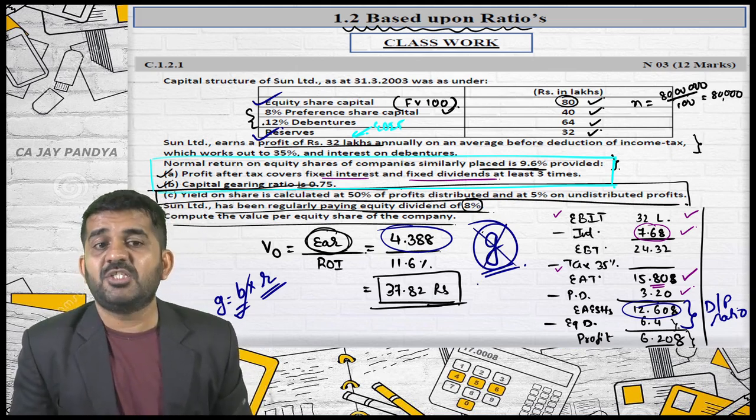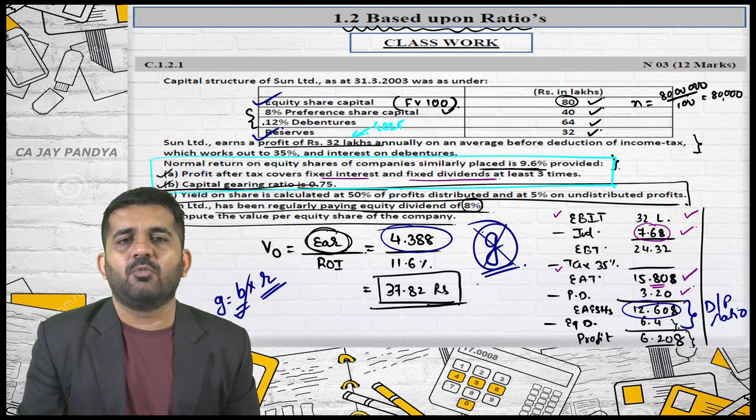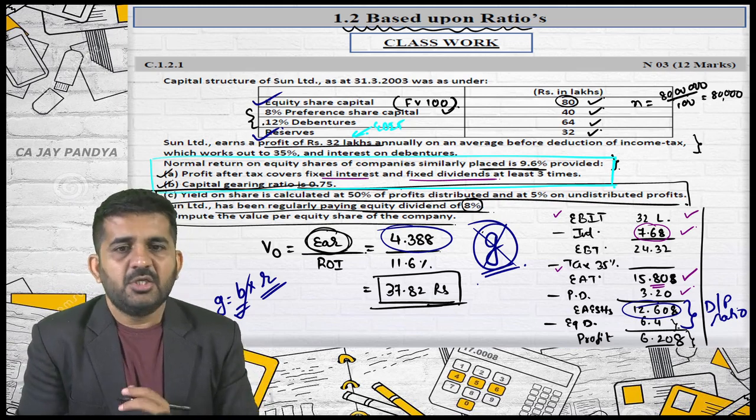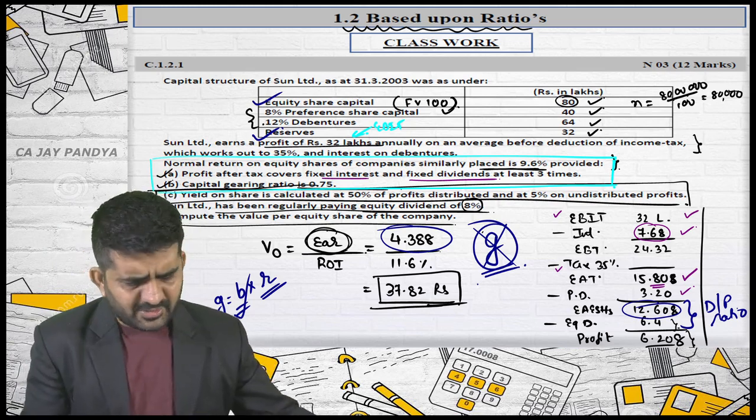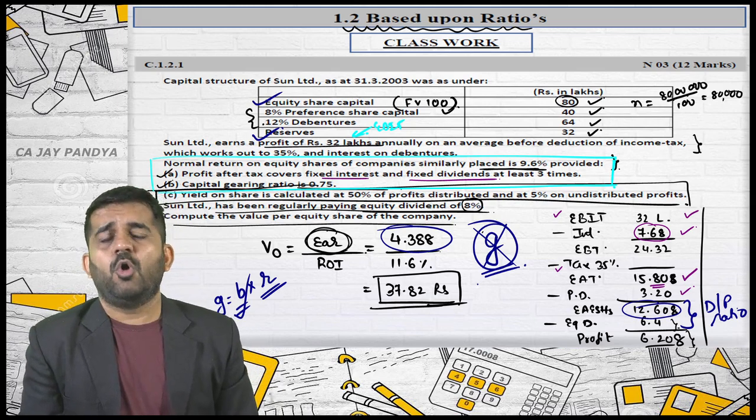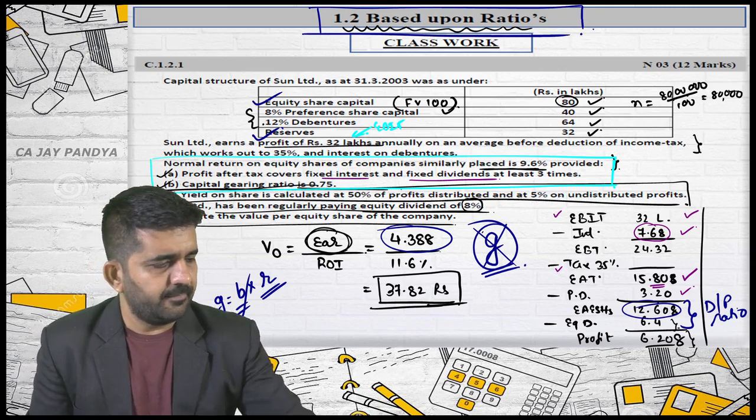Is it wrong? Otherwise, G can be found out and used also, and you can easily find out the value of the share based upon G. So this was question of C 1.2.1, and we have covered all the questions which are based upon ratios.